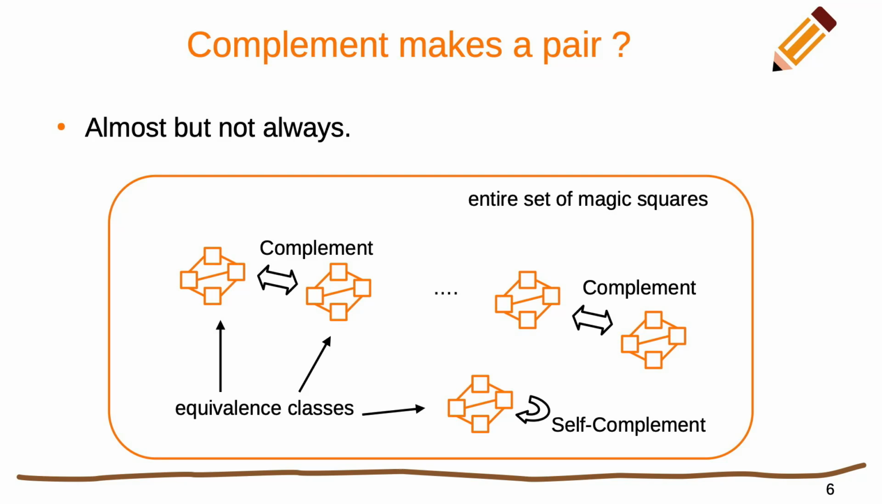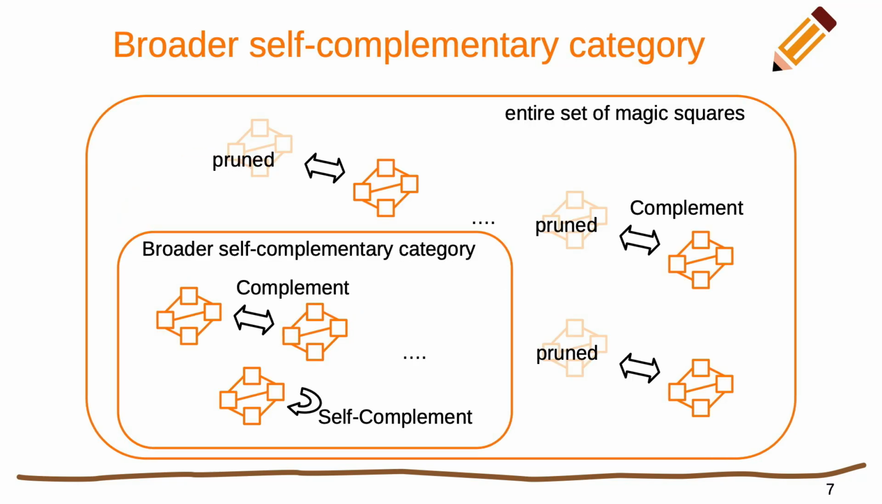Instead, we relax the condition and define a broader category that fully contains all self-complementary cases. With this category, we count exactly half of the magic squares outside it and count all of them without omission inside it. If the size of this broader self-complementary category is small enough compared to the entire set of magic squares, the efficiency of the enumeration can improve by approximately a factor of 2.